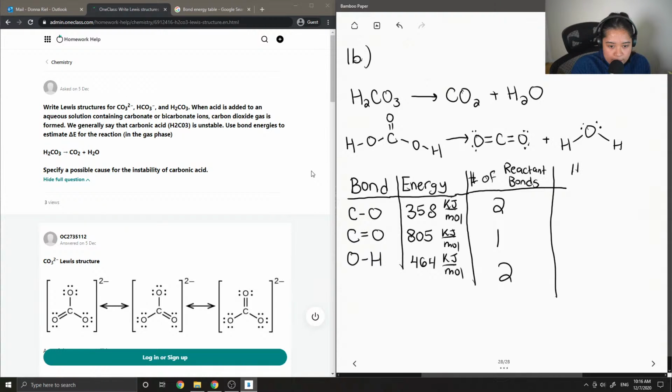And then let's do the same thing for our number of product bonds. So now let's look at carbon dioxide and water. How many single bonded carbon-oxygen bonds? There are none. How many double bonded carbon-oxygens? There are 2 in carbon dioxide. Lastly, how many single bonded oxygen-hydrogen bonds? There are also 2, and they are in water.